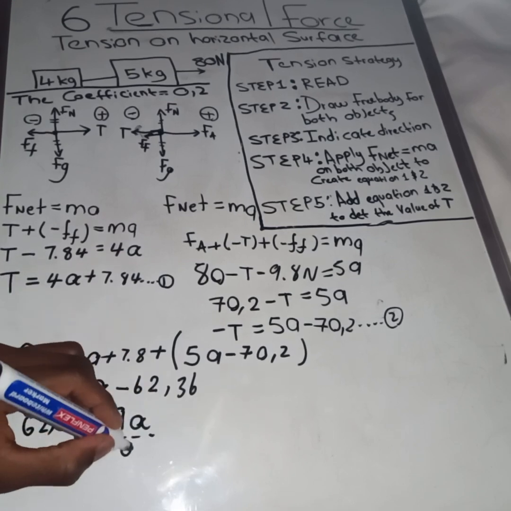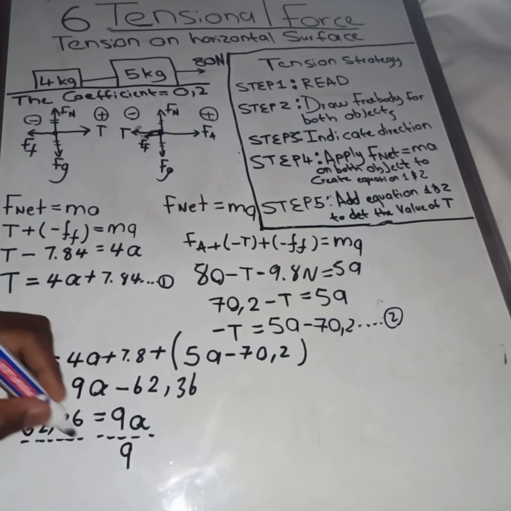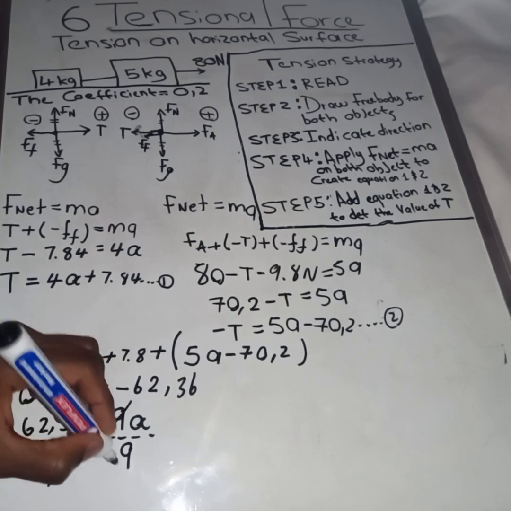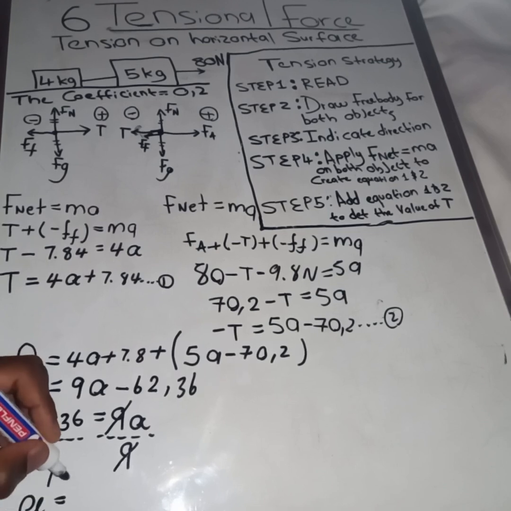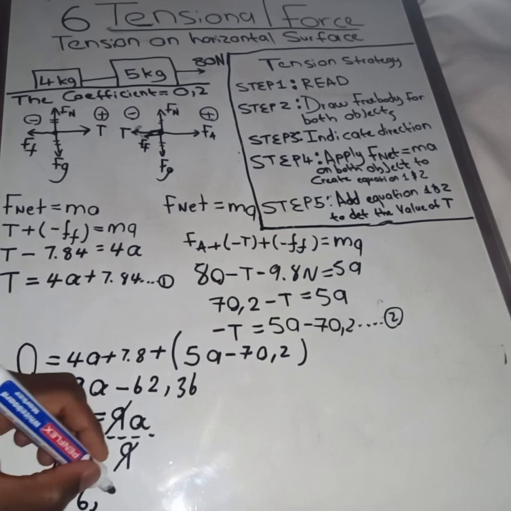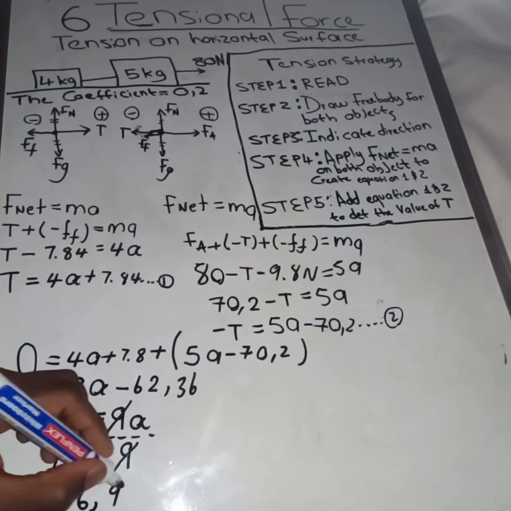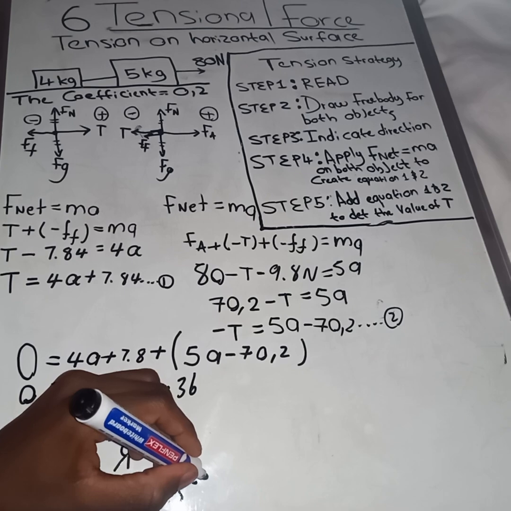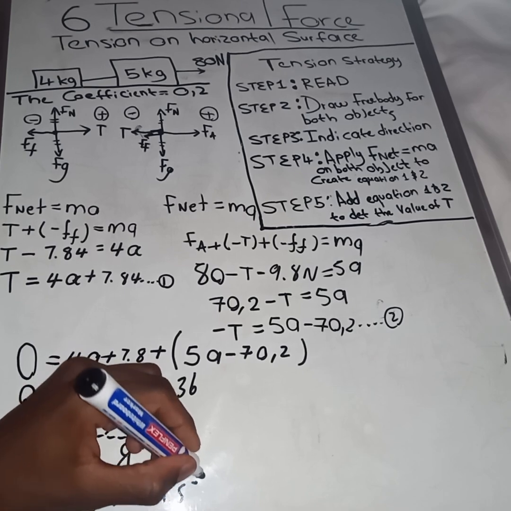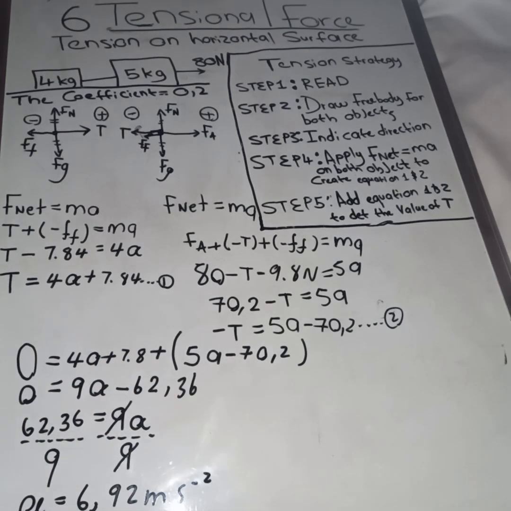We're going to divide both sides by 9. 9 cancels 9. So the value of acceleration equals 6.92 meters per second squared. So we have determined the value of what? Of acceleration.